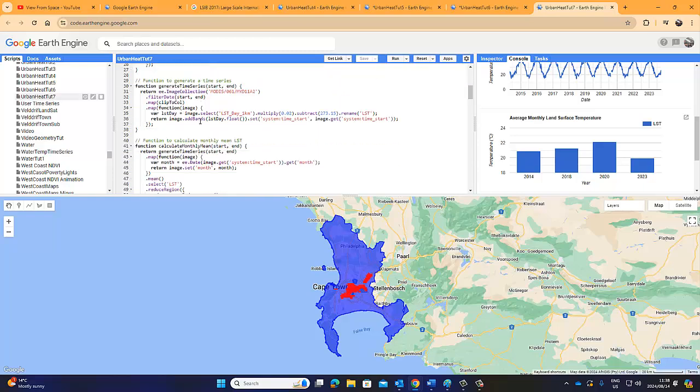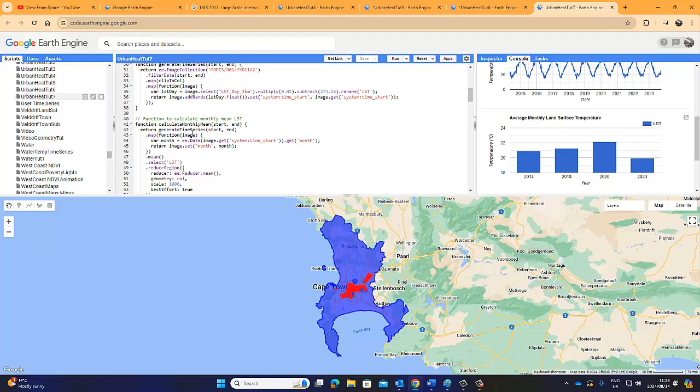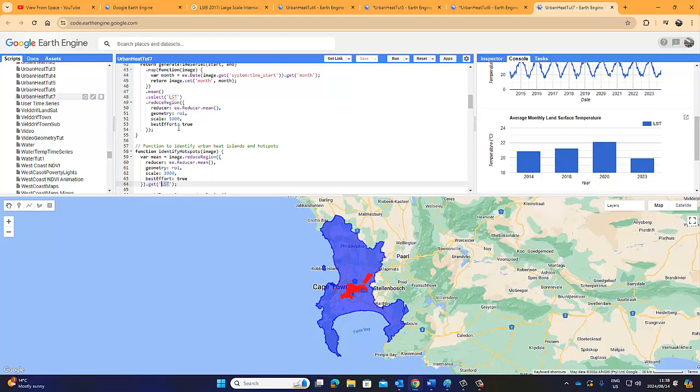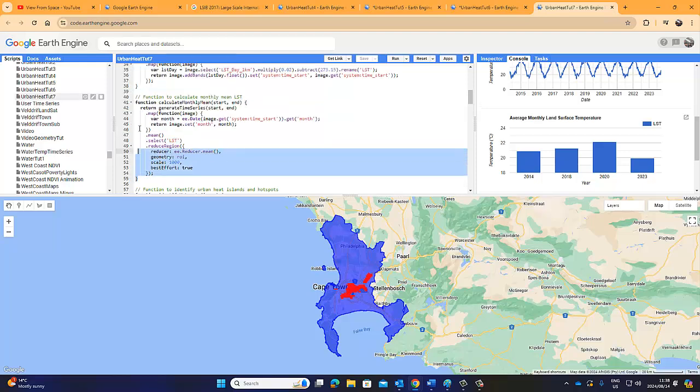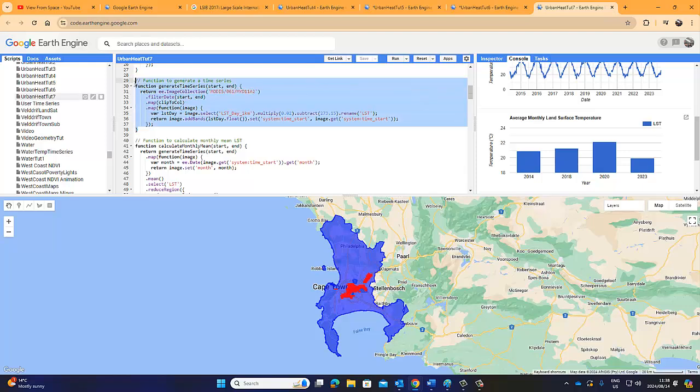And we're going to do that with the mean. So we're going to take our image, and we're going to reduce it by the mean, on that band. So don't worry about this for now. This is just to create the chart.